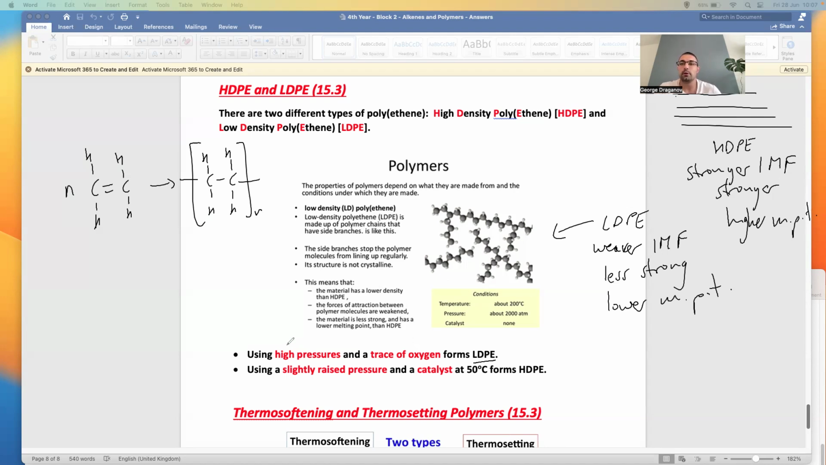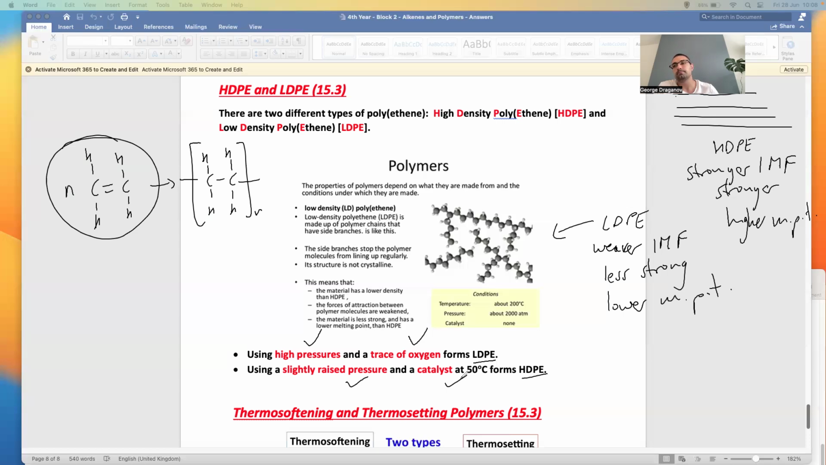So for LDPE, you need to know that you need a high pressure and a trace of oxygen. And for HDPE, this is when you take your ethene, basically. If you apply high pressure with some oxygen traces, then you get LDPE. If you take this ethene and you apply 50 degrees with a catalyst and a slightly raised pressure, then you get HDPE. It becomes more closely packed. So the catalyst with the lower temperature and pressure, well, actually, this one doesn't say high temperature, it just says high pressure. But the catalyst allows things to happen at more ambient conditions.